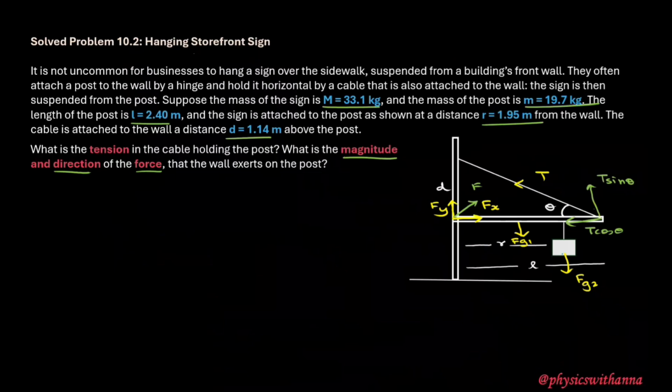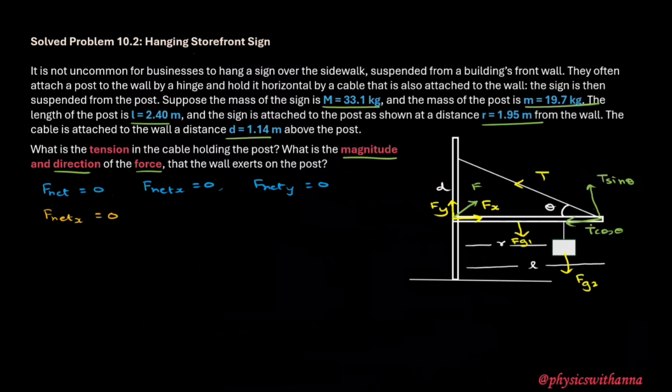Now, since the system is in static equilibrium, the net force acting on the system must be equal to 0. Net force is 0, that means the sum of all forces along the x-axis must be equal to 0, and the sum of all forces along the y-axis must be equal to 0. So let us begin with the x-axis. I write F net x equal to 0. F net x is the vector sum of all forces along the x-axis.